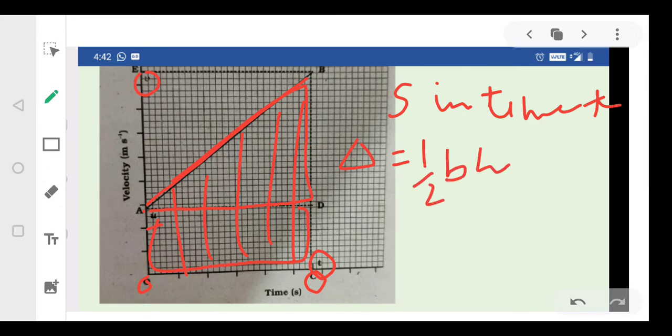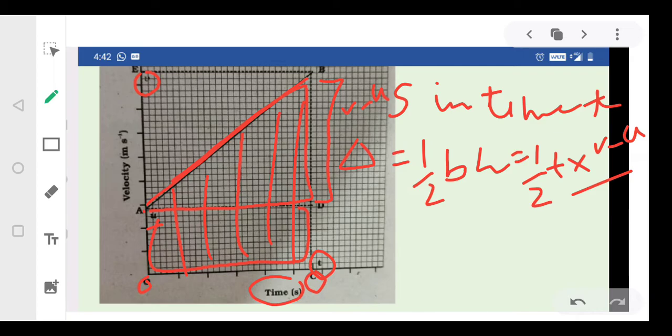Now in this triangle ABD, our base is AD. AD is equal to t. So this will be equal to half t into height of this triangle. This is the height. Height is equal to v minus u. So this is the area of triangle, half t into v minus u.